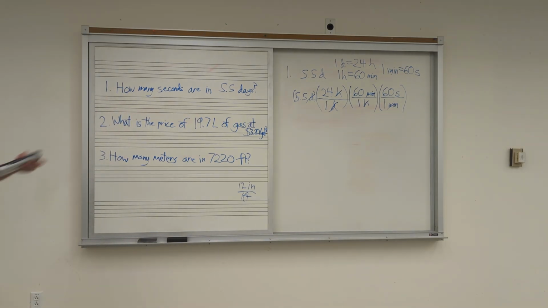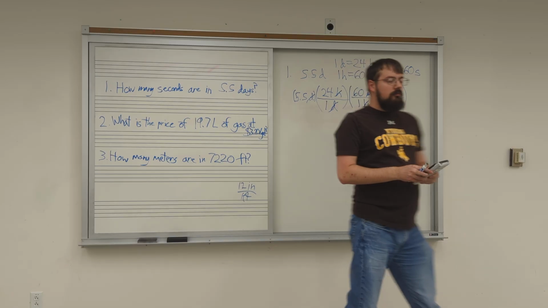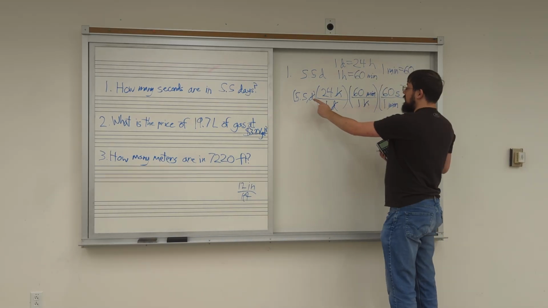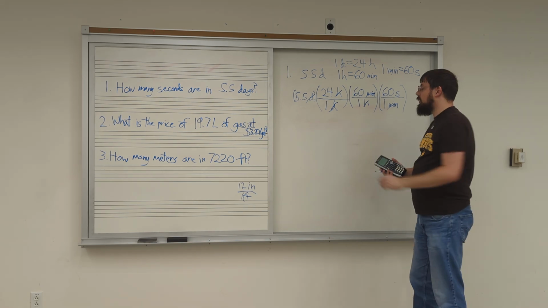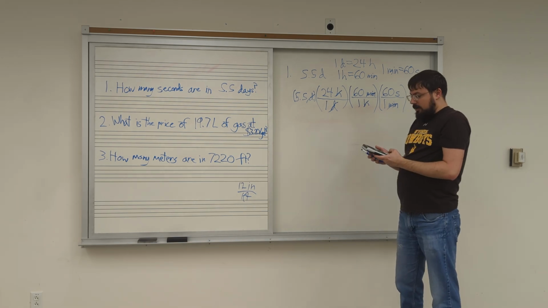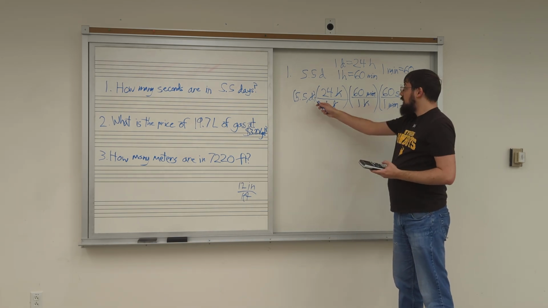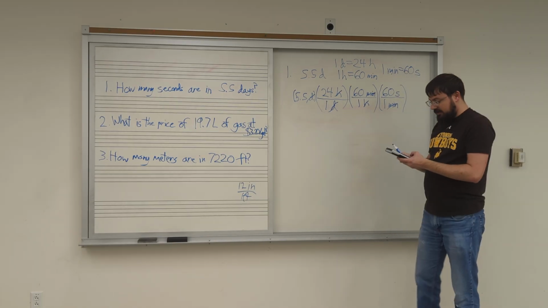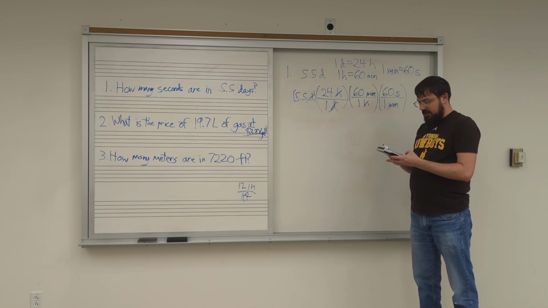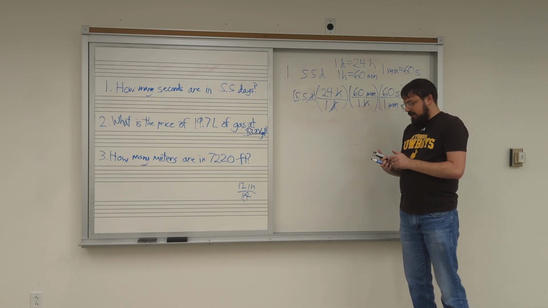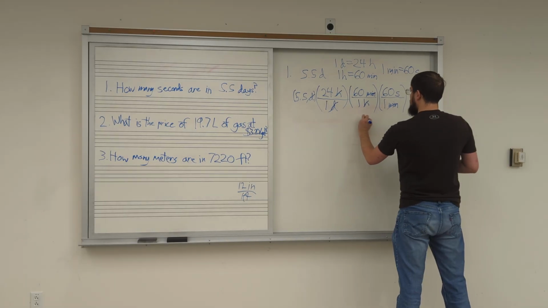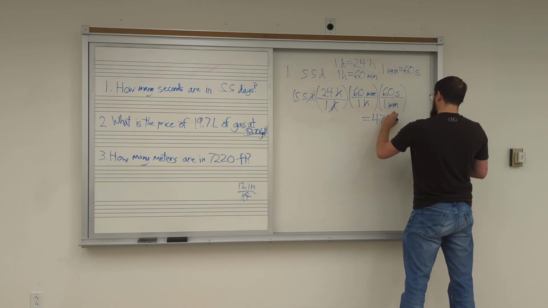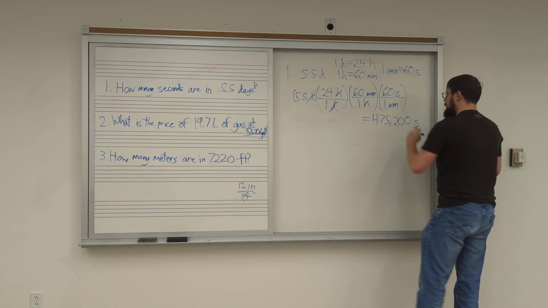Now, if we put this into our calculator, since all of our numbers that are not 1 are on top here, all we have to do is multiply out 5.5 times 24 times 60, and then times 60 again. And what that gives us is 475,200 seconds.